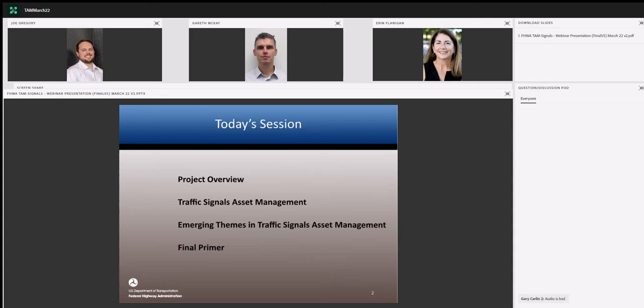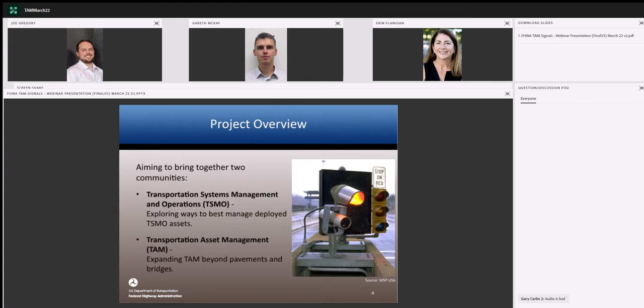But just to give you an overview real quickly of today's session. I'm going to go quickly over the purpose of this project and what we were hoping to accomplish, and also get into applying asset management to traffic signals at a conceptual level. Gareth is going to go more into detail in terms of what to expect in this report, and then also some themes that came out during our research on traffic signals asset management, and then just go over quickly what to expect in the final primer.